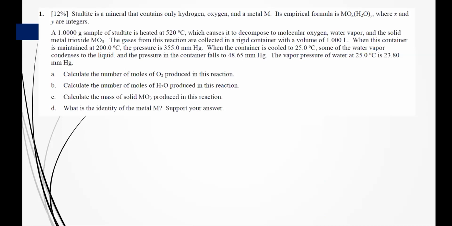So I'm going to read through and highlight some stuff. So we have a mineral and it only contains hydrogen, oxygen, and then some unknown metal M. And so it's giving us this ratio here for our empirical formula. So we know that 1 gram of this, when it's heated, decomposes into oxygen and water vapor, and then MO3. Now it tells us that we're going to get a 1 liter container of it. It's going to be at a specific temperature and a specific pressure.